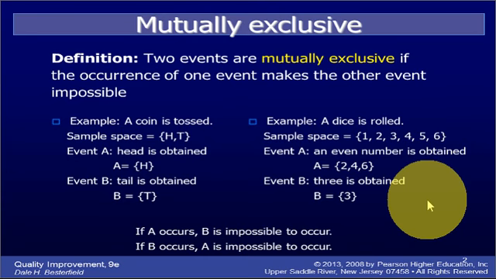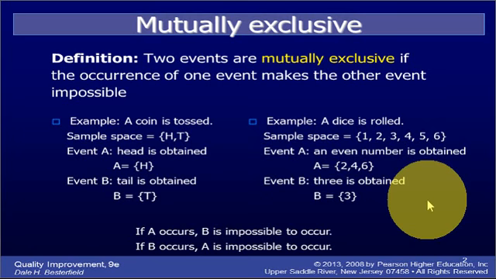Two events are mutually exclusive if the occurrence of one event makes the other event impossible. One way to test whether two events are mutually exclusive or not is to see if the two events have overlapped outcomes. Each event is a collection of outcomes, a subset of our sample space. And therefore, if two events have an overlapped outcome, that means they are not mutually exclusive. Otherwise, they are mutually exclusive.